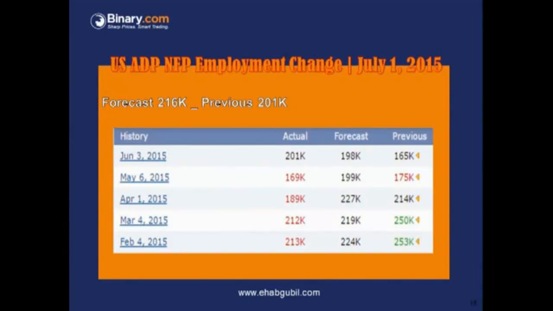The US ADP non-farm payroll employment change is usually a decent predictor for Thursday's non-farm payroll report. And with the Federal Reserve keeping a dovish stance during the last decision, if we were to get a strong upward surprise, we could see traders speculate a sooner than expected rate hike schedule. The US ADP non-farm payroll change forecast is 216,000 and previous was 201,000.